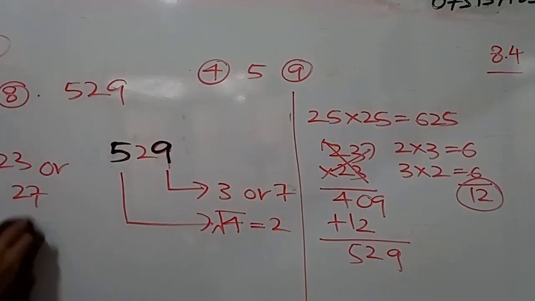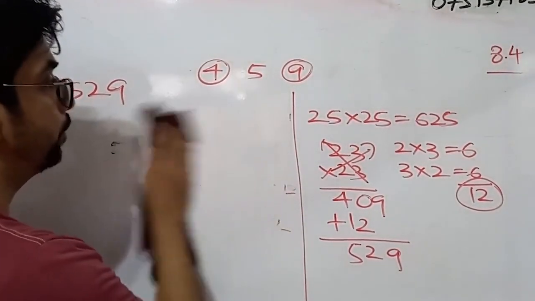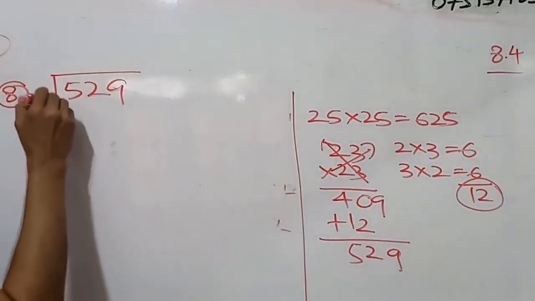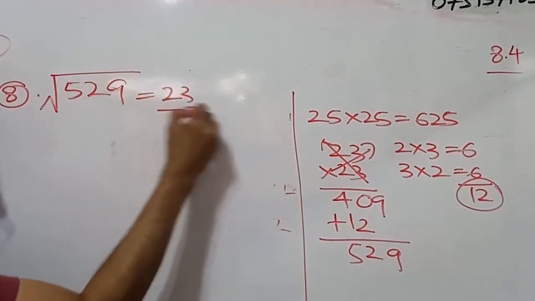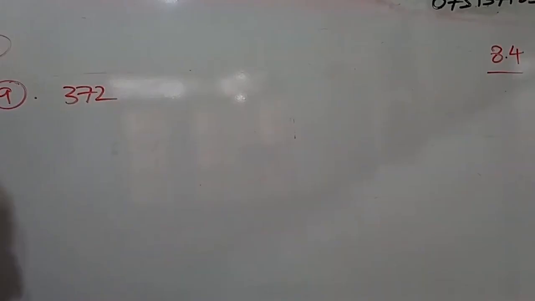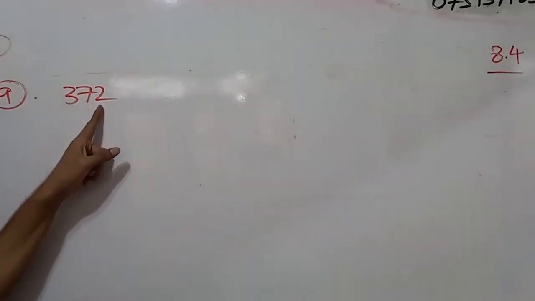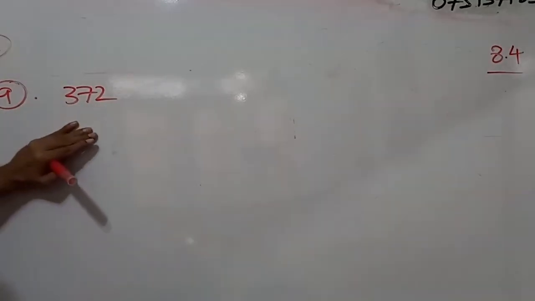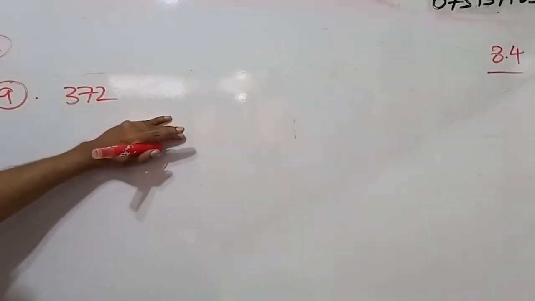529. This is a perfect square, right? So this is a perfect square. What is the square root? The square root is 23. So this is definitely not a perfect square. Why? If you take a look at the ones place, the digit is what? 2. So this is not a perfect square. So this number doesn't have a square root. Can a perfect square end with that?